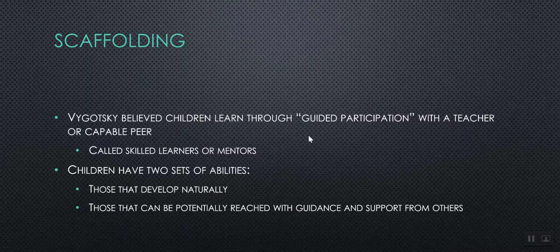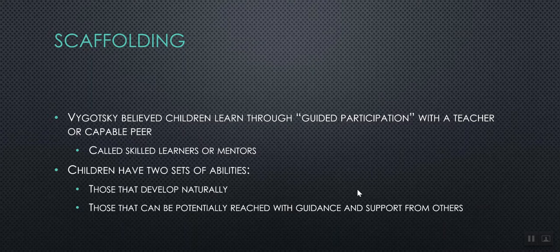Okay, and so Vygotsky believed children have two sets of abilities. Going back to this idea of the zone of proximal development, there are things that will develop naturally just because they're able to do them. So eventually they'll be able to walk, right? With or without help. A child should be driven and motivated to learn how to walk, and it's probably something that they'll do. But there could be additional potentials that they can possibly reach with guidance and support from others.